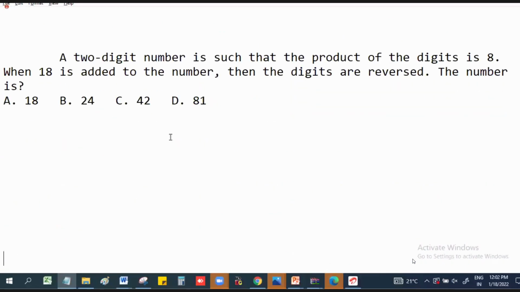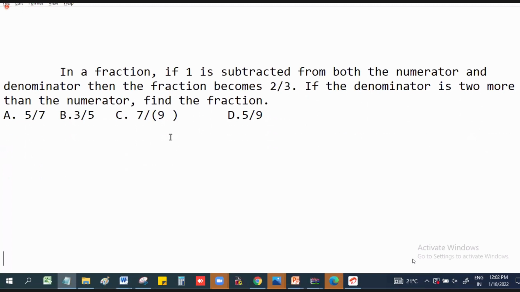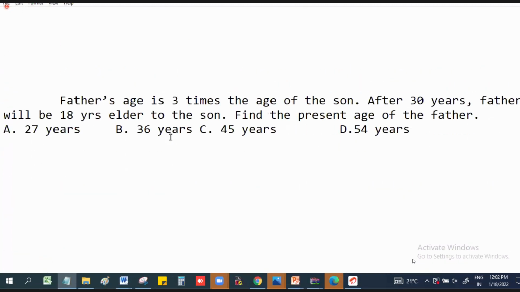I want you to solve. Okay. Give me a minute. Yes. So this is your question number 1. Let's see how many of you will answer it.